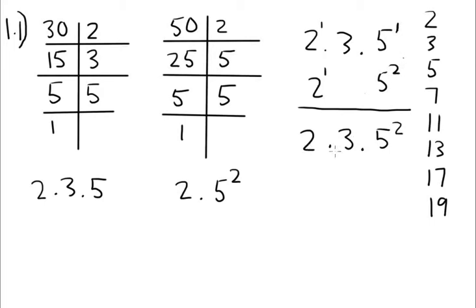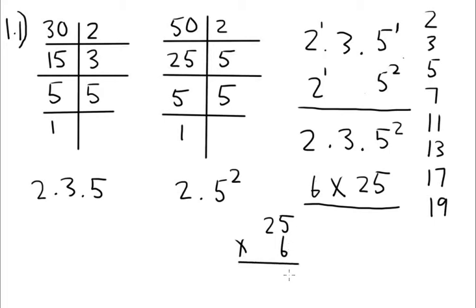So we work that out: 2 times 3 is 6, and 6 multiplied by 5 squared is the same as 6 multiplied by 25. Once again you need the skill of being able to do multiplication. So it's 25 multiplied by 6. 6 times 5 is 30, 6 times 2 is 12, plus 3 is 15. So that gives us 150. So we're saying that the lowest common multiple in this case is 150.